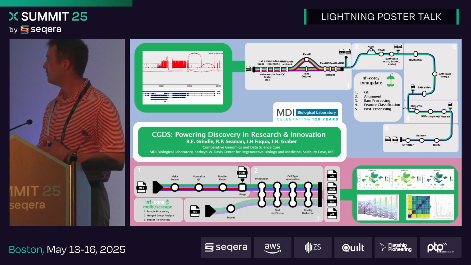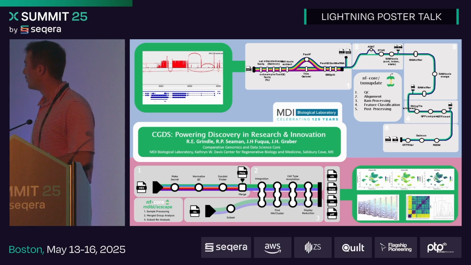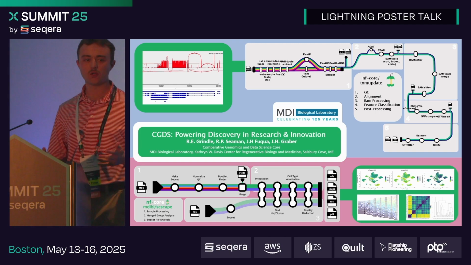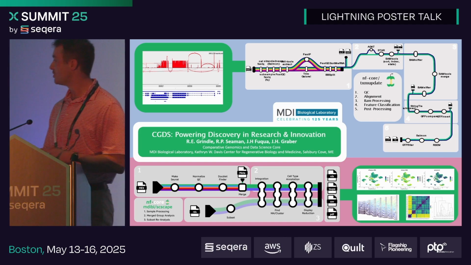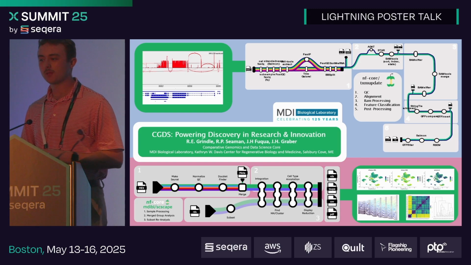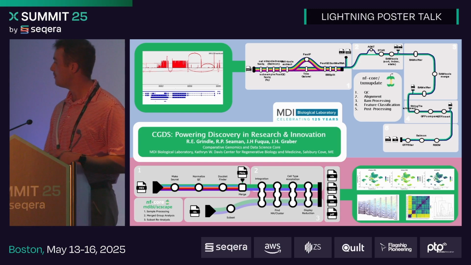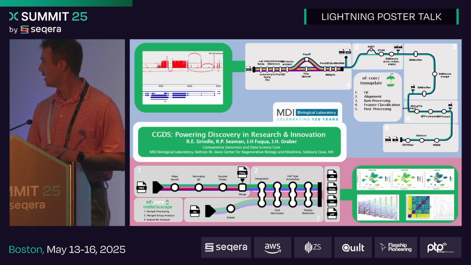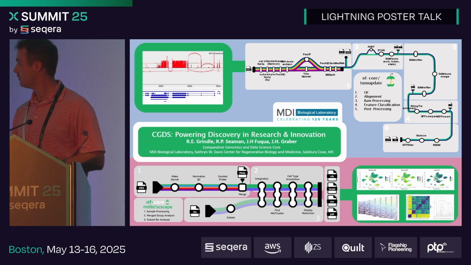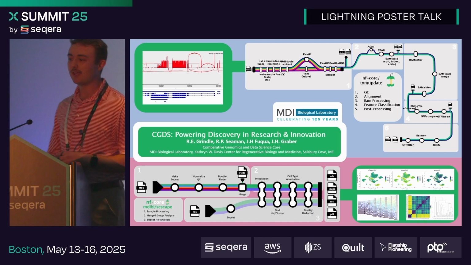And in doing so, we stumbled across Nextflow and NF Core, which we decided to employ in order to handle an increase in the volume of next-generation sequencing data that was coming through our pipeline. And so MDIBL primarily focuses on aging and regeneration research. And one of the biggest problems that we face is the handling of the axolotl genome.